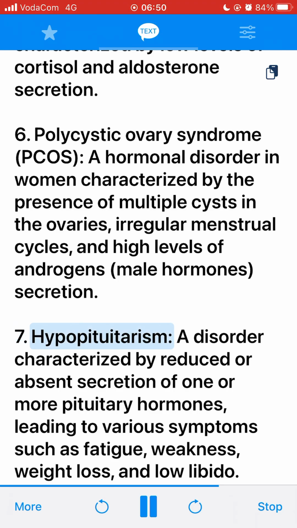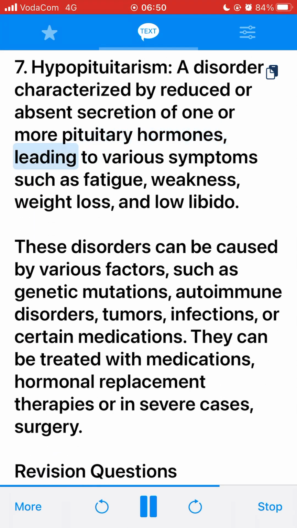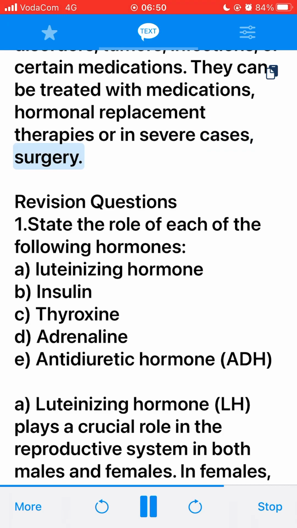7. Hypopituitarism, a disorder characterized by reduced or absent secretion of one or more pituitary hormones, leading to various symptoms such as fatigue, weakness, weight loss, and low libido. These disorders can be caused by various factors, such as genetic mutations, autoimmune disorders, tumors, infections, or certain medications. They can be treated with medications, hormonal replacement therapies, or in severe cases, surgery.